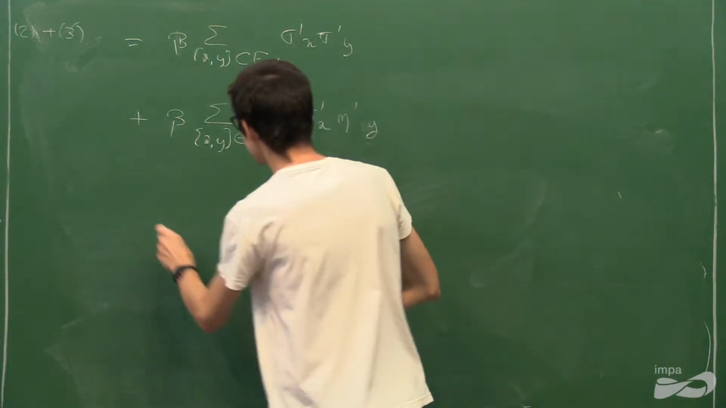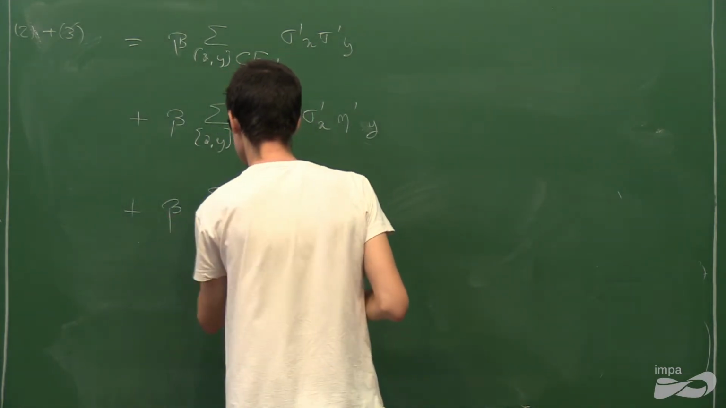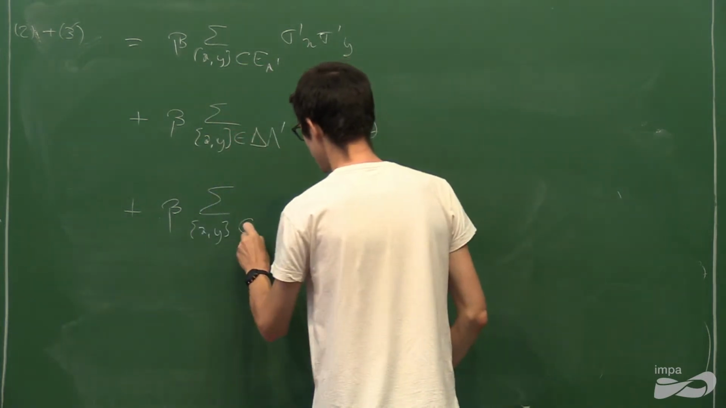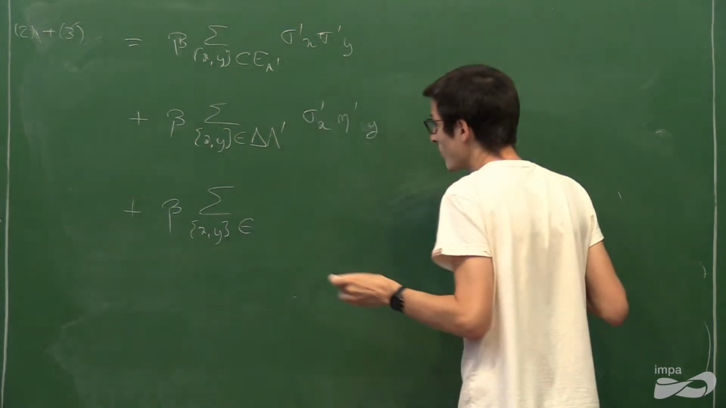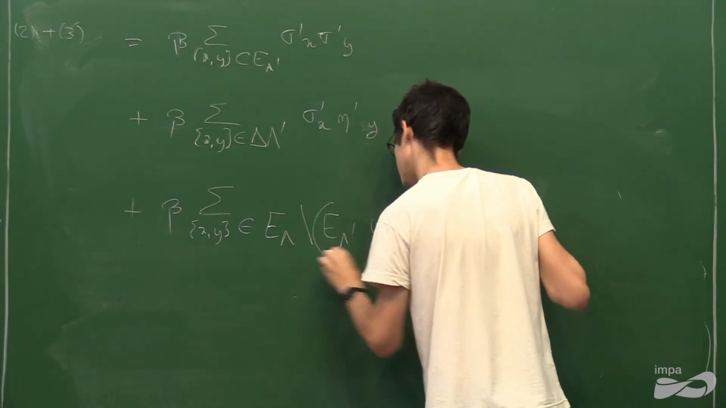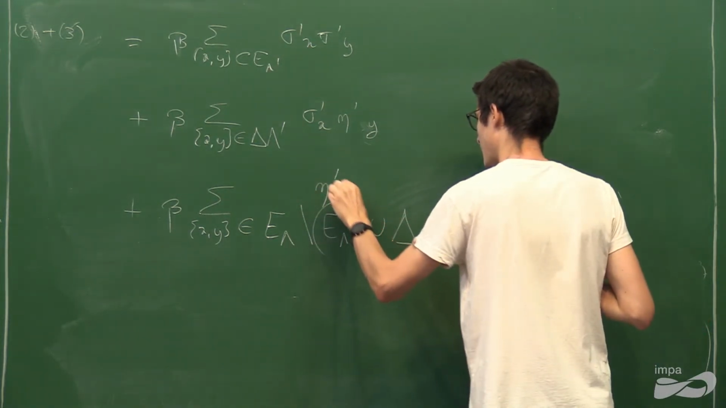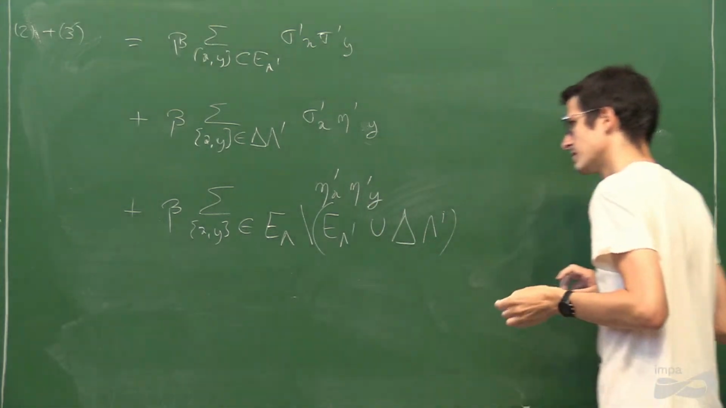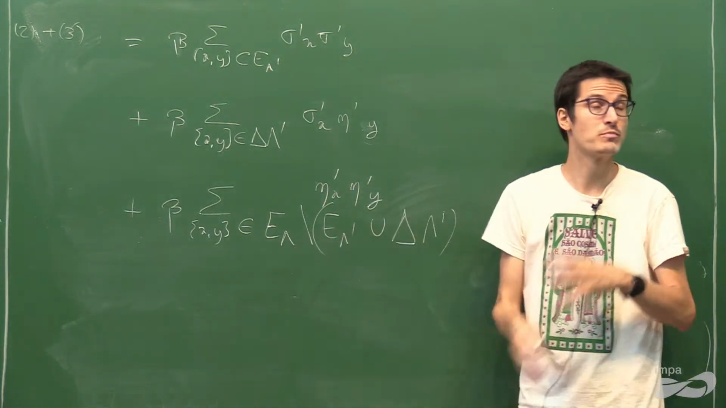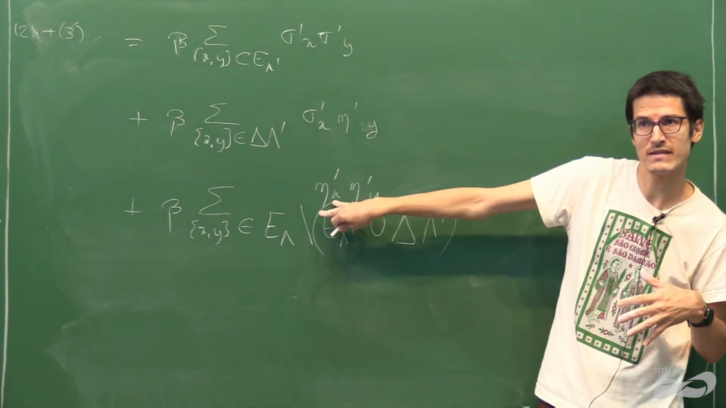Okay, and then I have the sum over x, y in... So I have all the rest. So I have E lambda minus E lambda prime union delta lambda prime of eta prime x, eta prime y. Okay, here I'm summing over edges in E lambda for which both extremities are in lambda minus lambda prime. So this is what I get.